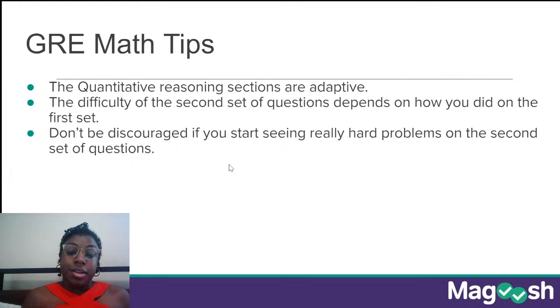Another important thing to note: the quantitative reasoning sections are also adaptive. The difficulty of the second set of questions depends on how well you did on the first set. So be very careful with the first set of questions. And don't be discouraged if you start seeing really hard problems on the second set, because that means you've already done pretty well on the first set.